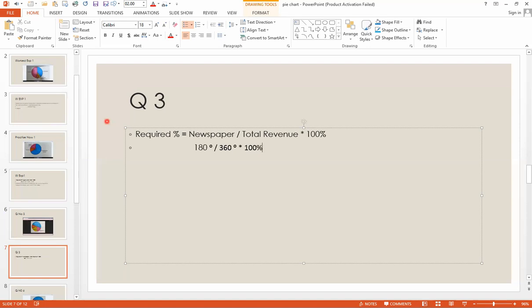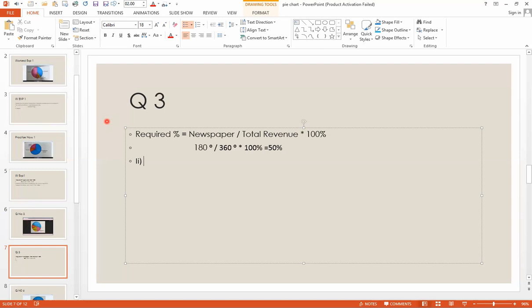Now we have to solve, and after solving we will get its value. It's understood. You have to divide 180 by 360. It's 50%. Yes, it is 50%. This one is the first part. Now we move towards the second part of this question.